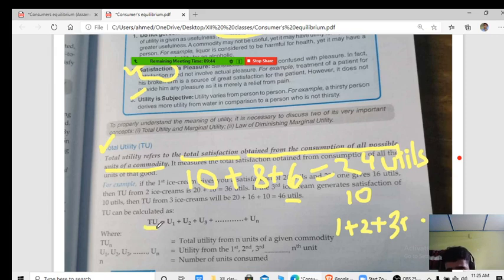Let's see how we will write it. TUn is the total utility derived from n units of the commodity. n may be anything: 1, 2, 3, 4, 5, whatever. U1 is the utility from the first unit of the commodity, U2 is the utility derived from the second ice cream, U3 from the third ice cream, up to Un, the utility derived from the nth ice cream. In our case U1 is equal to 10, U2 is equal to 8, and U3 is equal to 6. Because we have consumed only 3 ice creams, we don't need the rest of the formula. We can stop here. If we consume more than 3 ice creams, just add them together. ঠিক আছে?